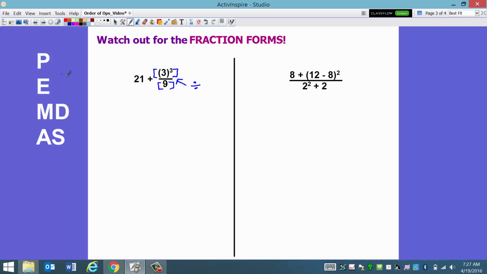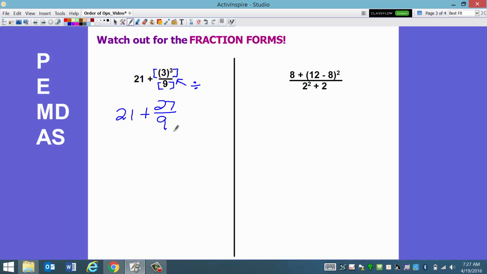I'm going to start with my parentheses, which would be my numerator. 3 cubed does not mean 3 times 3. It means 3 times itself 3 times, which is going to be 27. There are no operations in the denominator, so that stays a 9. And since I'm doing one step at a time, I bring down the 21 plus.